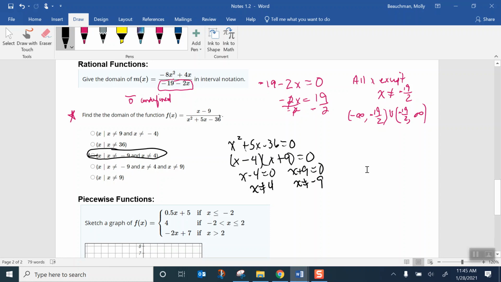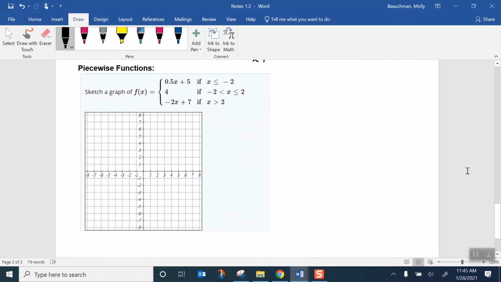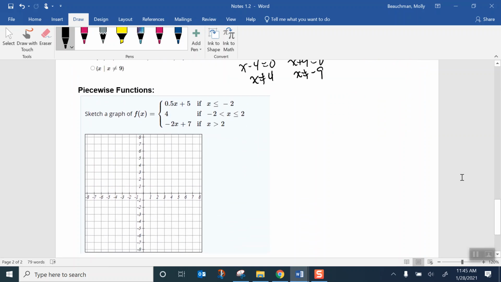All right, next, the last example is something called a piecewise function. A piecewise function takes several different functions on different domains and graphs them all on the same graph. So in this case, what we have are 3 different functions. The first one, I'll just use y. Y is equal to 1/2 x plus 5, which is the graph of a straight line, but we only want to graph this line for x values less than or equal to negative 2.